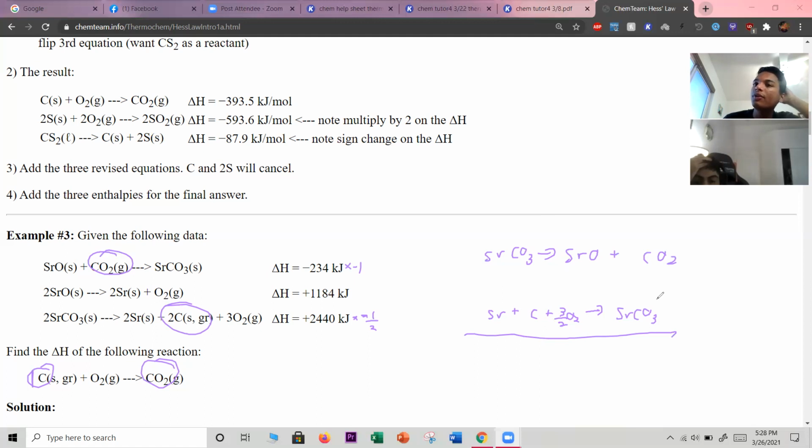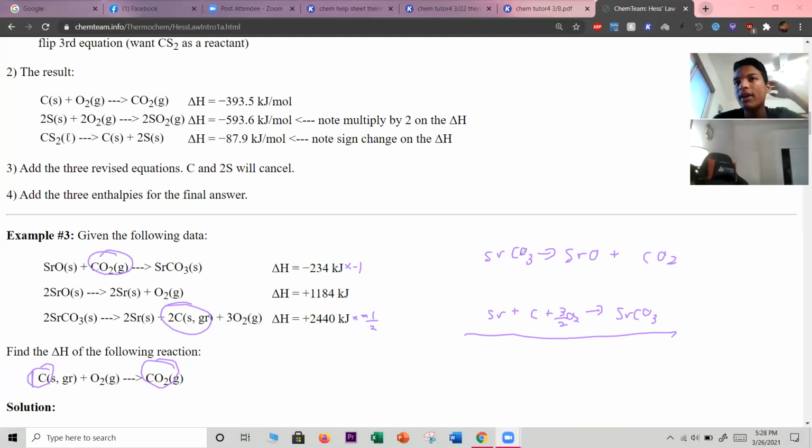So there's SrCO3 on both sides, right? These two are finalized. We are not changing these two. If we change these two, then we're going to mess up the positioning of the CO2, and we're going to mess up the positioning of the C. Do you agree with that? Yeah.